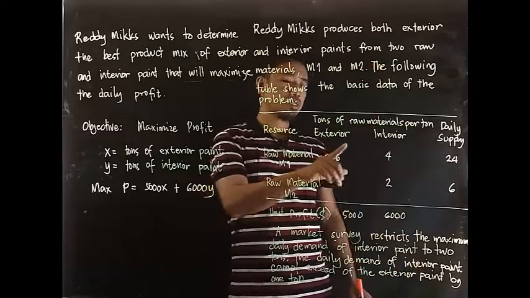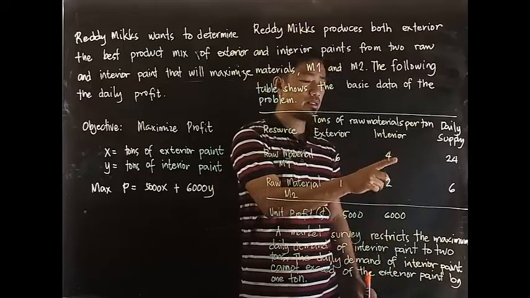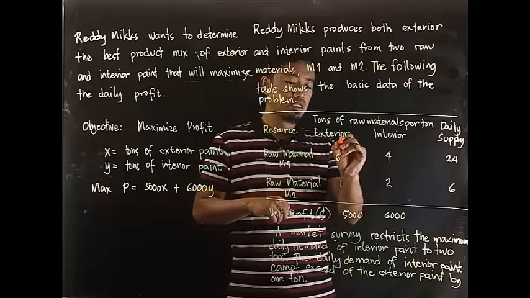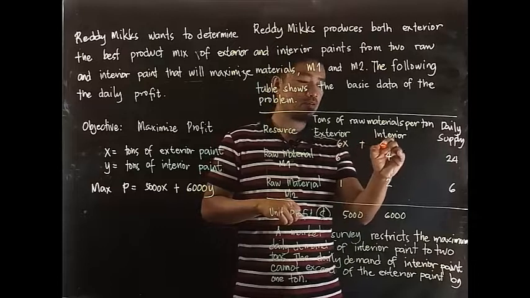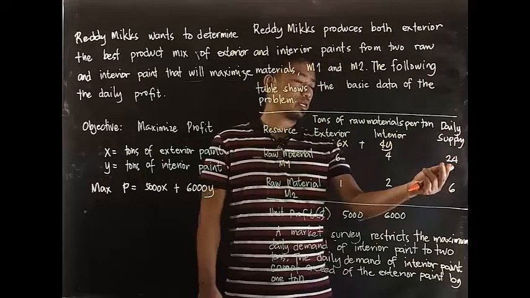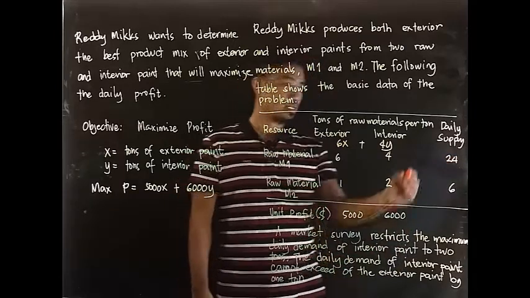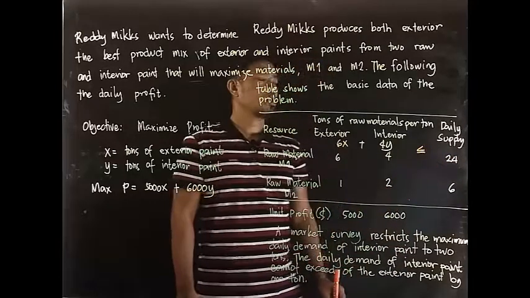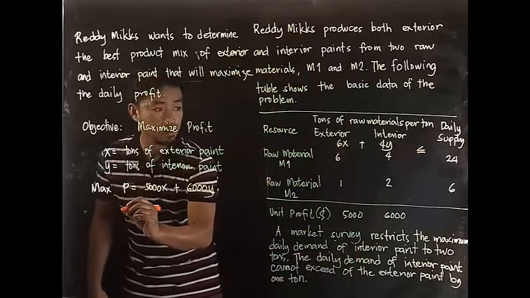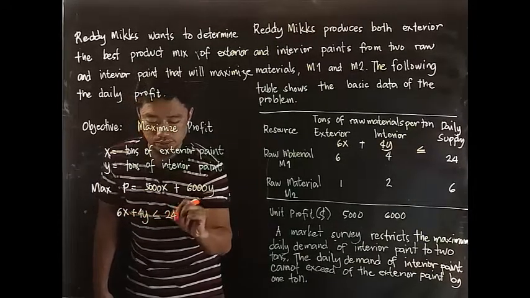So if you produce X tons of exterior paint and Y tons of interior paint with this requirement, the total daily usage of raw material 1 is 6X plus 4Y. Since the maximum available supply for raw material 1 is 24 tons, and we cannot exceed this quantity, the equivalent inequality for that is less than or equal. So our corresponding constraint for raw material 1 is 6X plus 4Y less than or equal to 24.